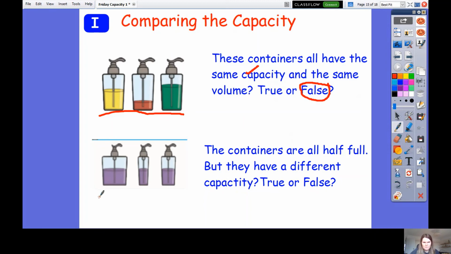Okay, next question. The containers are all half full. Okay, well, let's look. Half, half, half. I'd say that's correct. But they have a different capacity. So now we're looking at the size of the objects. Are the size of the objects all different? That one's big, small. Yeah, they're all different size capacities. Is the question true or false? It's true. Well done. Containers are all half full, but they do have a different capacity.